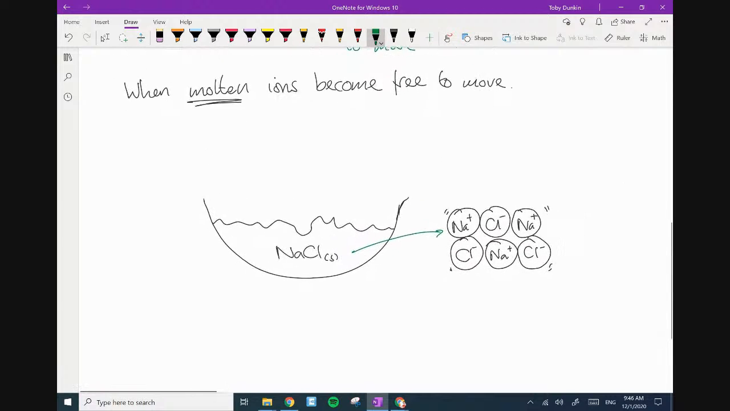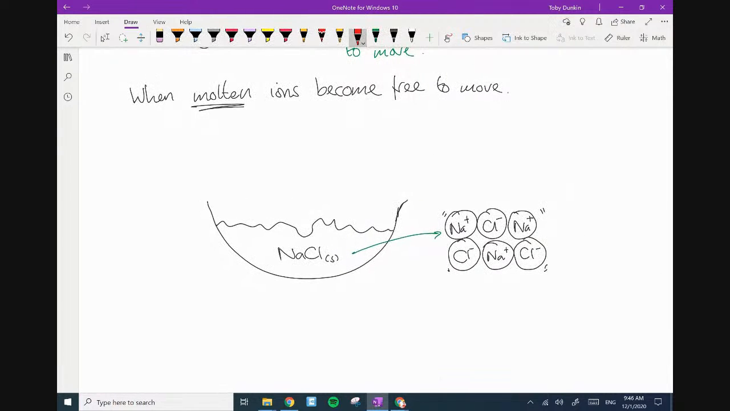What we now need to do is heat it. So we're going to add a boatload of heat, and we're going to heat this to 801 degrees Celsius. Can I just tell you how insane that temperature is?